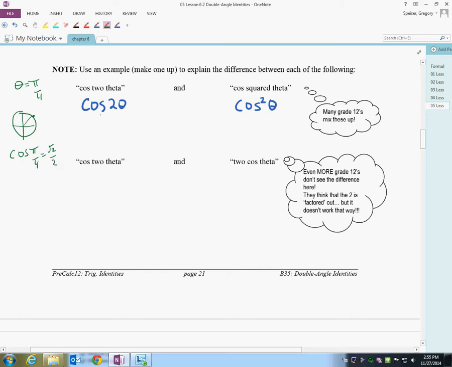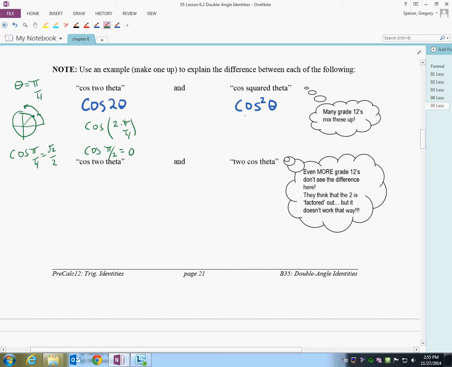All right, so the cos of 2 theta means what is the cos of 2 times pi over 4? So the angle is going to be twice as much. Instead of taking my angle and stopping it at pi over 4, we're going to go twice as far. So in this case, it'll be the cos of pi over 2, and the cos of pi over 2 is equal to 0.